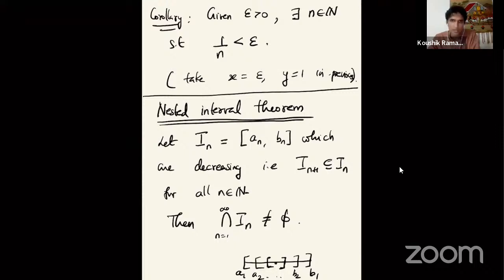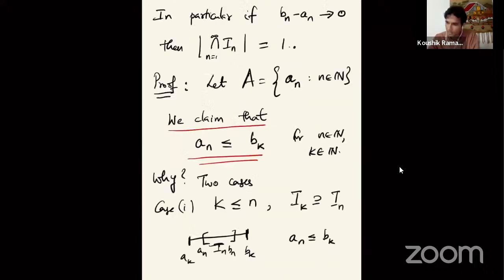Moreover, there is this very important theorem, which generalizes to metric spaces in terms of compact sets and so on: the nested interval theorem. If you have a sequence of decreasing closed intervals, then their intersection is non-empty. This also follows from order completeness. This was the corollary: in particular, if b_n minus a_n goes to 0, then there is exactly one point in the intersection.